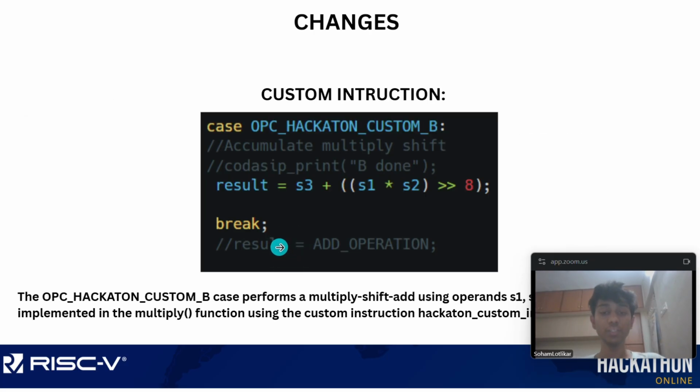Our next instruction was instruction B, which performs a multiply shift add operation. We integrate this into the multiply function. This kind of operation is extremely common in linear algebra and signal processing, where you're often multiplying vectors and matrices. So for us, introducing it directly into the hardware was a no-brainer.